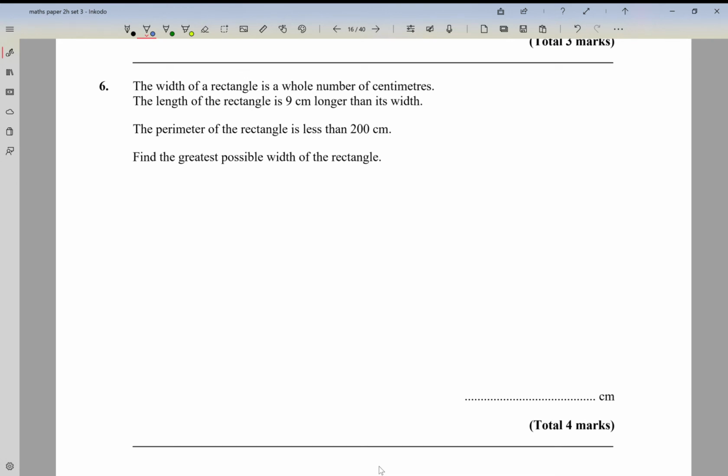Okay, so here's a question. If you read the question, it's a problem solving kind of question, with a little bit of understanding on perimeter. The width of the rectangle is a whole number of centimetres. The length of the rectangle is 9 centimetres longer than its width, and the perimeter is 200 centimetres. Find the greatest possible width for the rectangle.